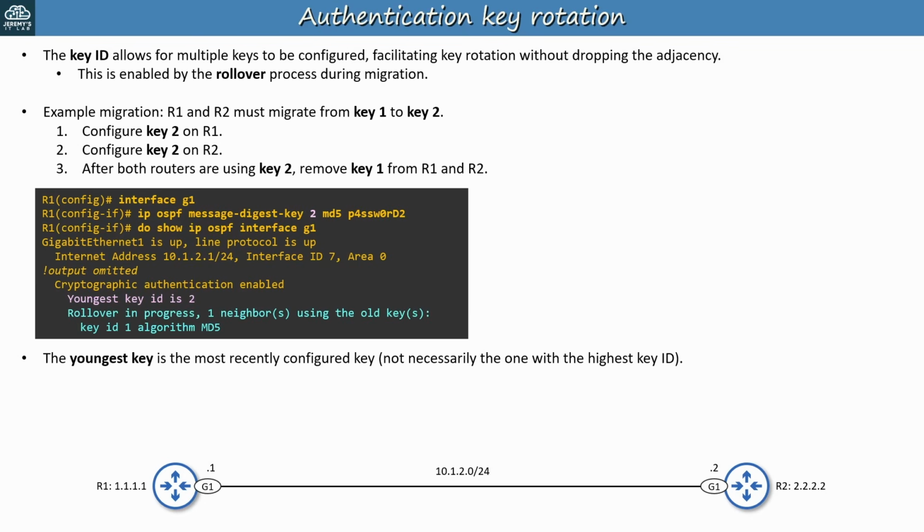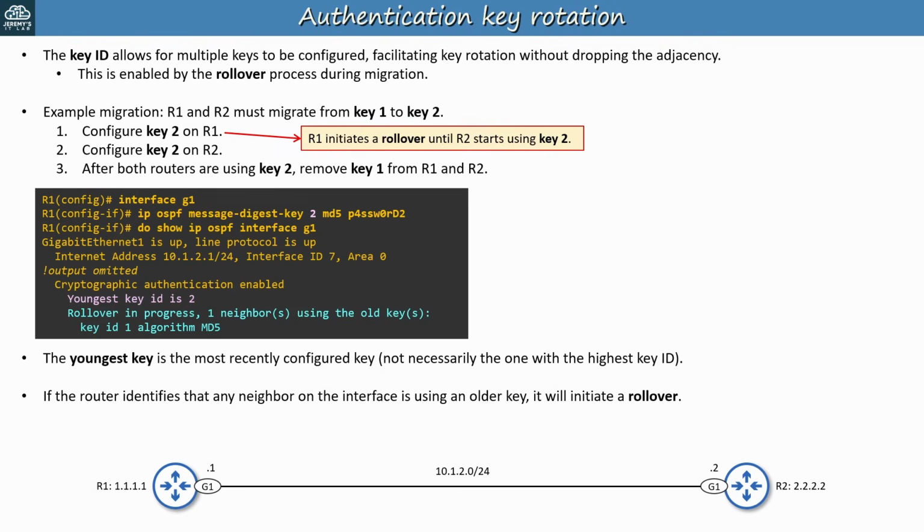But here's the real important point. Rollover in progress, one neighbor using the old key, key ID 1 algorithm MD5. So because R1 has identified that R2 is still using the old key, R1 has initiated a rollover. If the router identifies that any neighbor on the interface is still using an older key, it will initiate a rollover. So that means that after step 1 in the migration process here, R1 initiates a rollover, as the command output shows. And what exactly does a rollover entail?